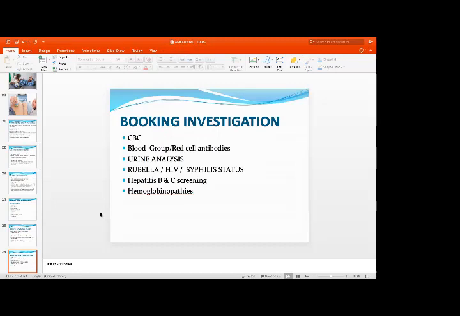What are the investigations she should have on booking? These include CBC, blood grouping and RH antibodies, RH factor, urine analysis, and if needed, urine culture and sensitivity. Viral screening includes rubella, HIV status, hepatitis B and C screening, and she should also be screened for hemoglobinopathies. The most common is thalassemias.